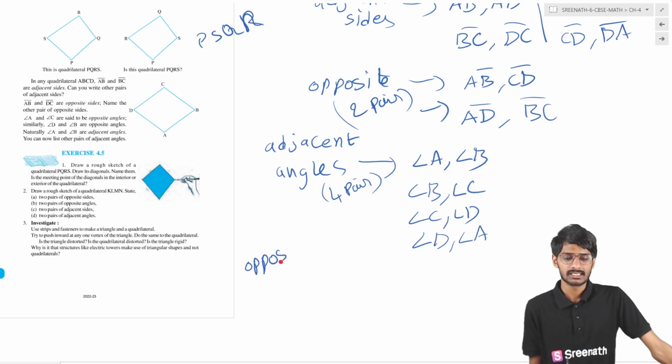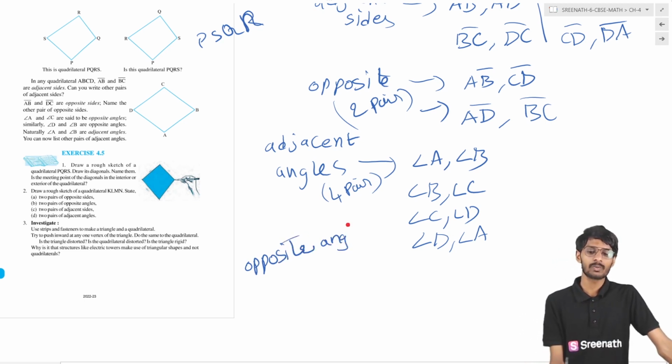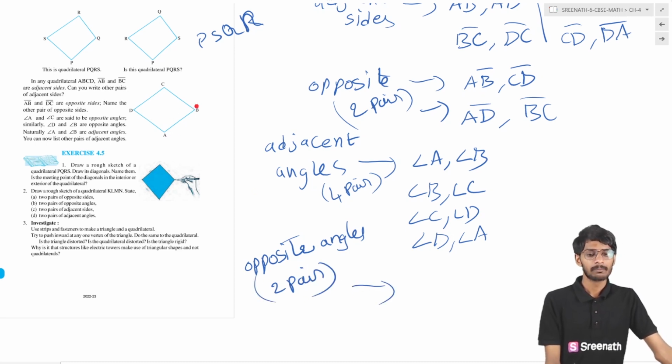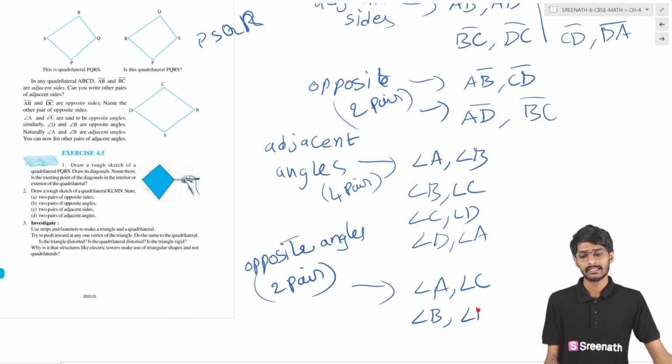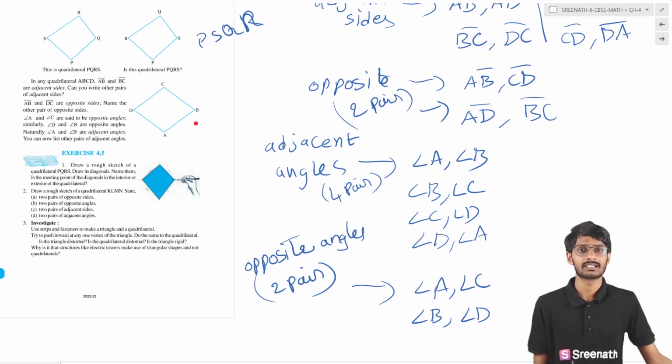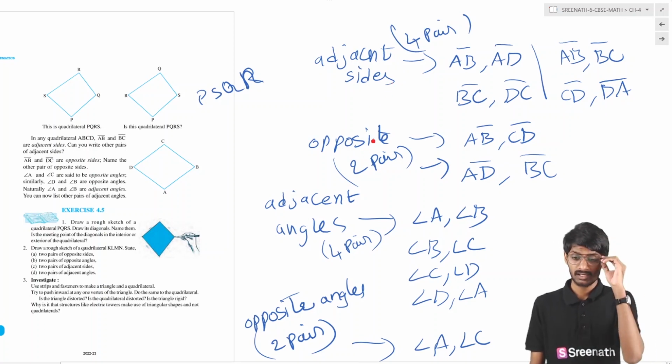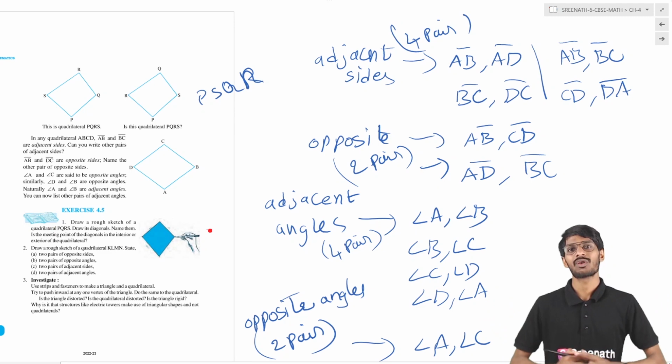What about the opposite angles? In this case also we are having two pairs of opposite angles. What are those? So B is adjacent to A, D is adjacent to A, but C is not adjacent to A, so C is opposite to A. So angle A comma angle C are opposite angles. Next, another pair is angle B and angle D, opposite angles, students. So these two are opposite, these two are opposite, and these two are adjacent. So we are having two pairs of opposite angles and four pairs of adjacent angles, and four pairs of adjacent sides and two pairs of opposite sides, students. So this is the whole knowledge about quadrilaterals, students.